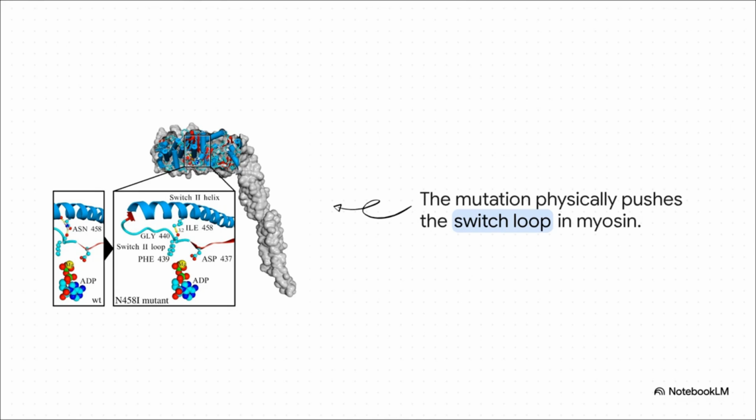Notice that switch loop being pushed? The larger mutation literally shoves it out of place inside the protein's motor domain. That tiny, microscopic shove disrupted the pocket where ATP binds, basically cutting off the protein's energy supply and literally stopping the cellular machinery of hearing in its tracks.